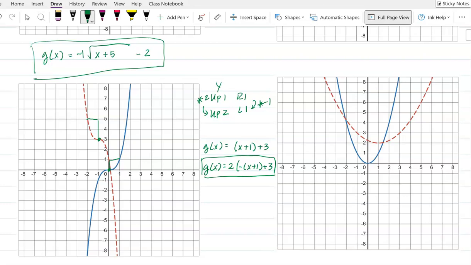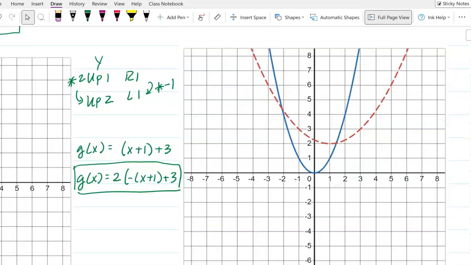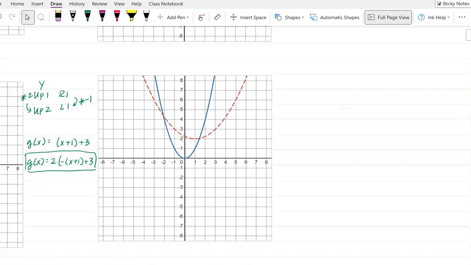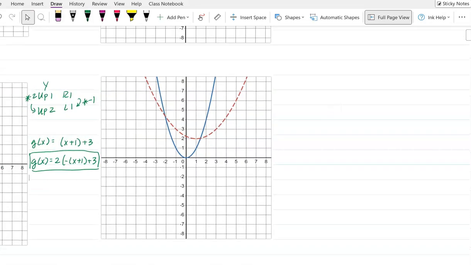Okay, I think this is much simpler if you're just looking for the equation of transformed functions. Okay, next, g of x. Okay, let's see where that vertex moved. I think it moved from there to there. So (0, 0) to (1, 2).